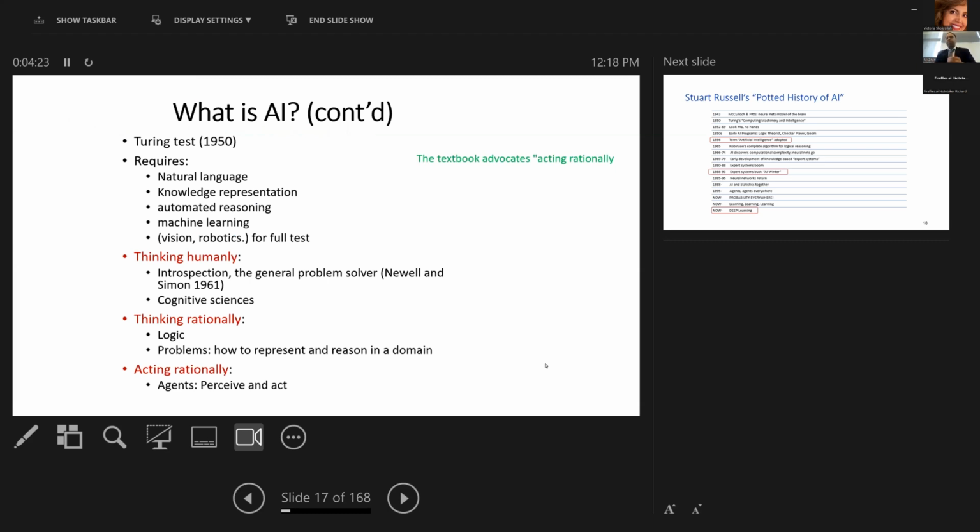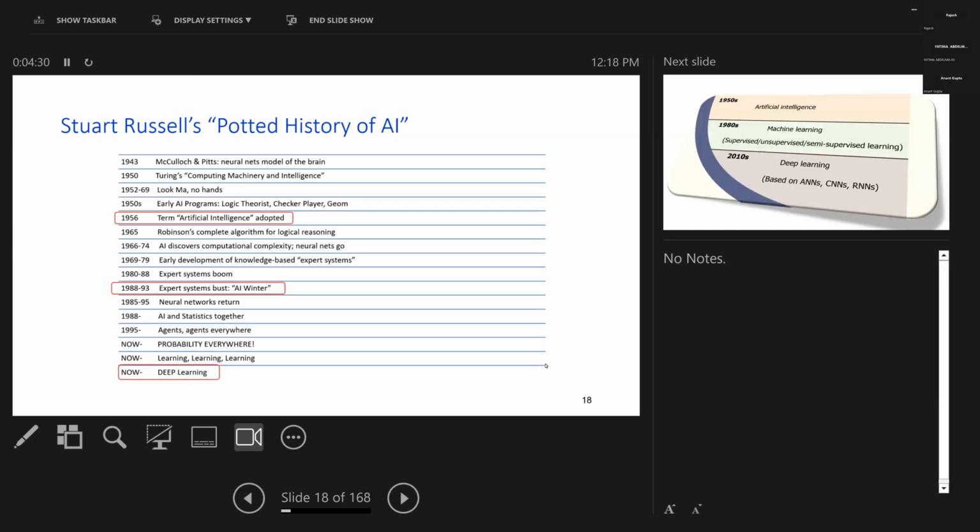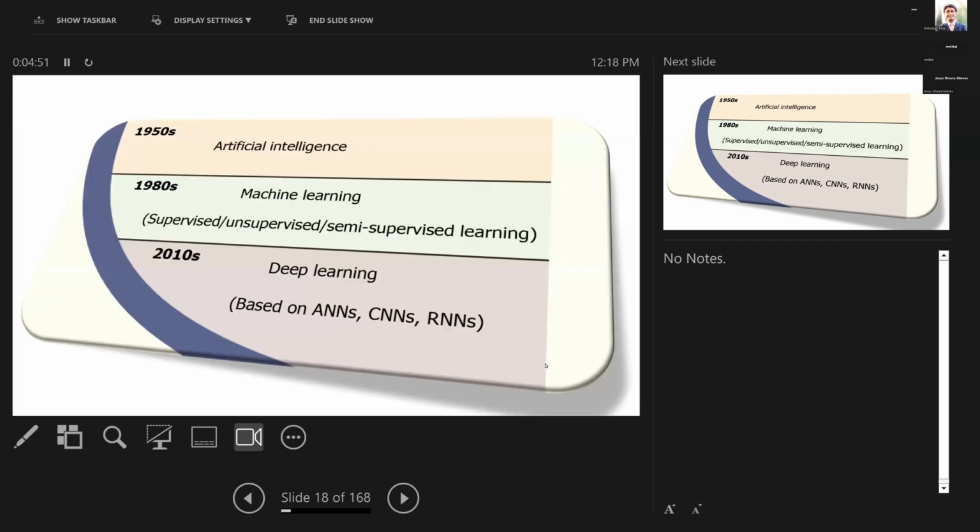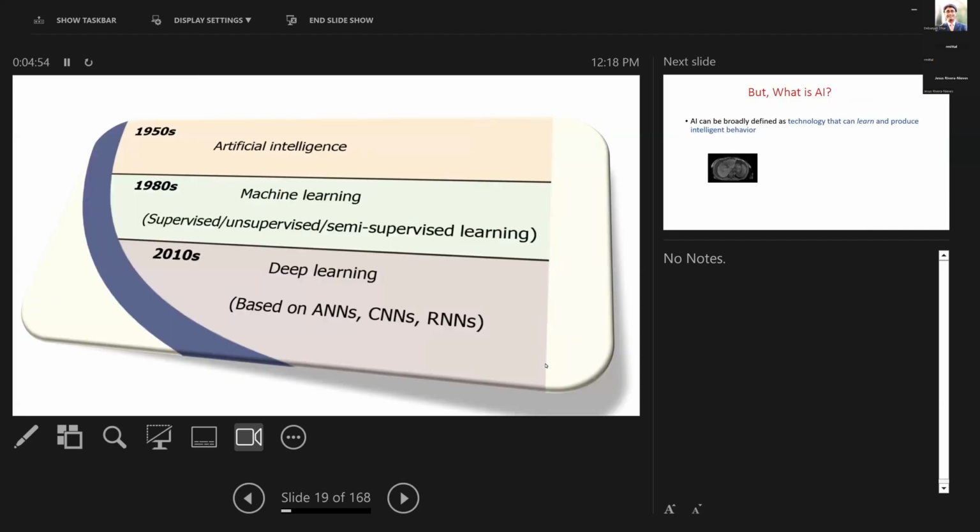In order for a computer to act intelligently, it should think humanly, it should think rationally, and it should act rationally, okay? And the story of AI is nothing new. It goes back to the 1950s, where the term artificial intelligence was adopted. But due to the lack of computational power, they had a period they call the AI winter in the 1980s. But with the advent of new technology and processing power, and different learning methods for neural networks, now we see a lot of interest back in AI, especially in deep learning.